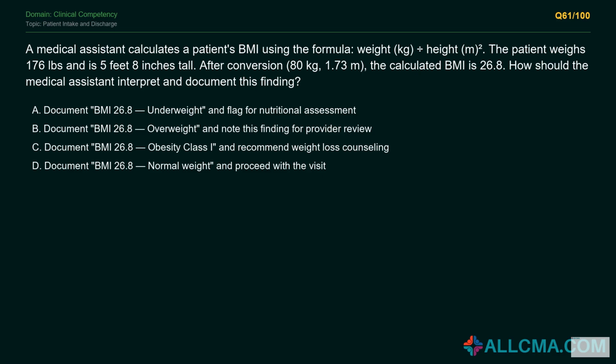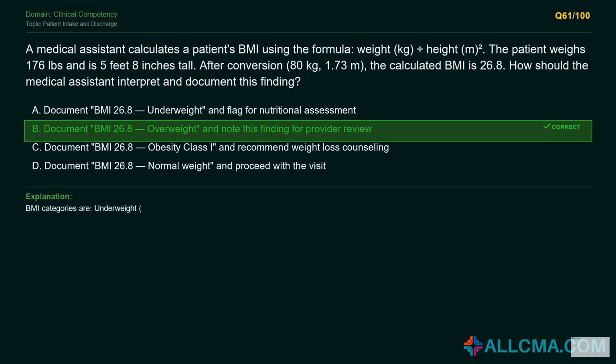Option A. Document BMI 26.8 underweight and flag for nutritional assessment. Option B. Document BMI 26.8 overweight and note this finding for provider review. Option C. Document BMI 26.8 obesity class 1 and recommend weight loss counseling. Option D. Document BMI 26.8 normal weight and proceed with the visit. The correct answer is B. BMI categories are underweight.